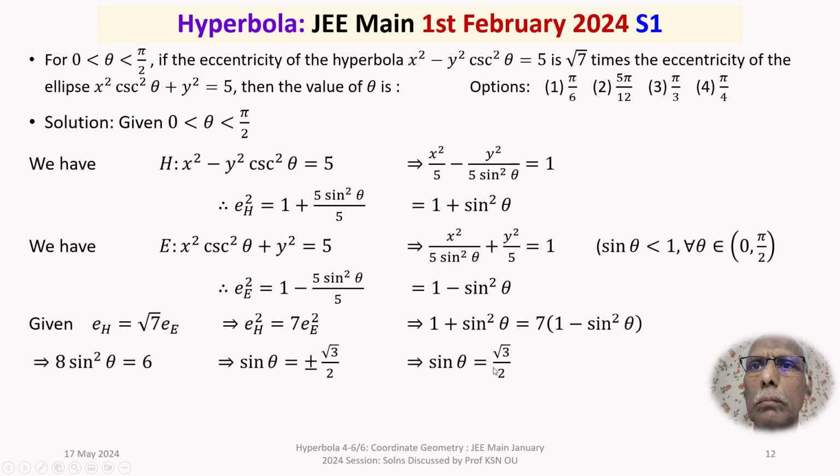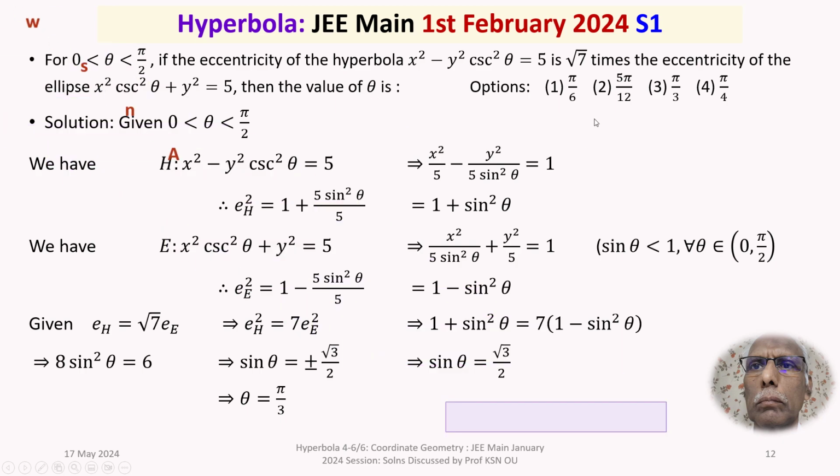And this will imply sine theta is equal to root 3 by 2. We have rejected sine theta is equal to minus root 3 by 2 because theta belongs to 0 to pi by 2. When theta belongs to 0 to pi by 2, sine theta value is positive. It cannot be negative. Right. And sine theta is equal to root 3 by 2. When theta lies between 0 to pi by 2, theta will be pi by 3. Theta is pi by 3. And we have to find out when the eccentricity of this hyperbola is root 7 times the eccentricity of this ellipse, required to find the value of theta. Therefore, theta value is pi by 3.